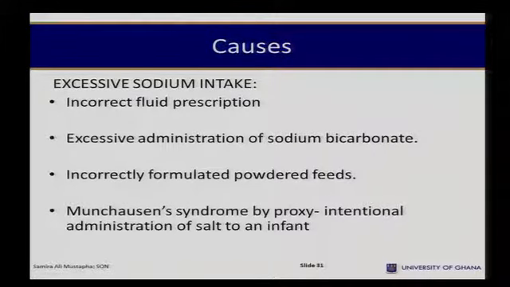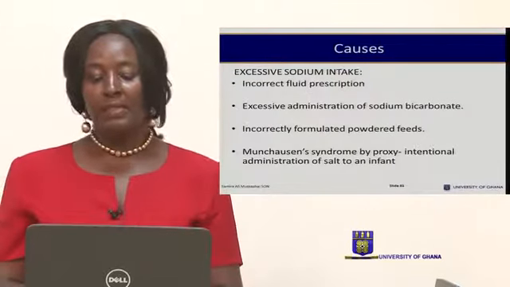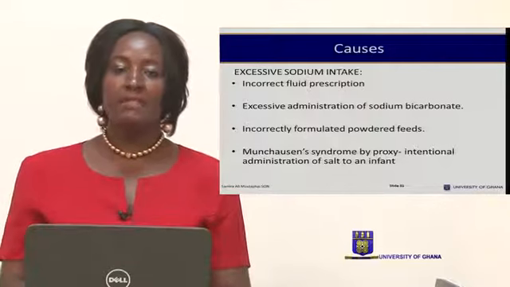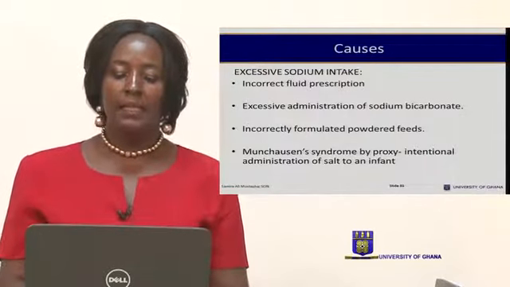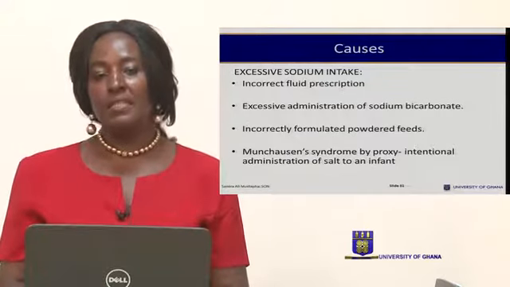Excessive sodium intake, when we have incorrect fluid preparation, especially when it comes to a fluid like ORS, it's very, very important that when we don't constitute it right, it will have excessive sodium intake. And then also the administration of formula feeds.